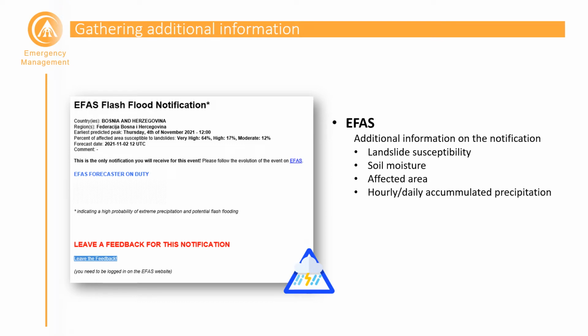The information that can be gathered from the EFAS system has to do with landslide susceptibility, soil moisture, affected area, or even hourly and daily accumulated precipitation at the beginning of the forecast. Depending on your area of responsibility, you might be more interested in some or all of this information. So get what is most interesting for you from here.